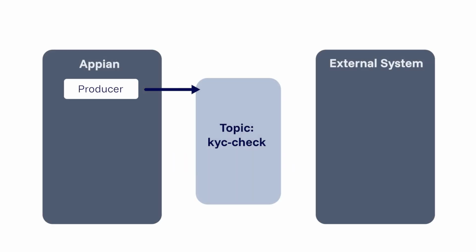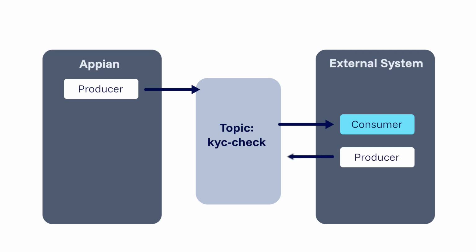To start, Appian publishes an event to kick off that check. The external system then consumes that event to process the KYC check. When it finishes, the external system sends the result back via Kafka. Appian needs to receive that event, store it, and move the workflow forward. That's exactly what Appian's native Kafka integration is built for.